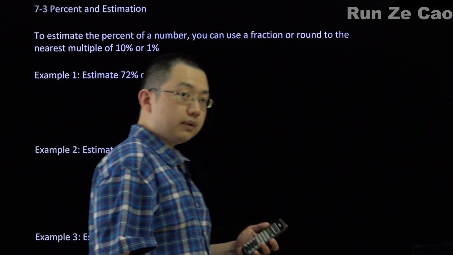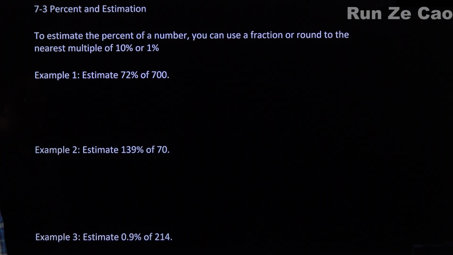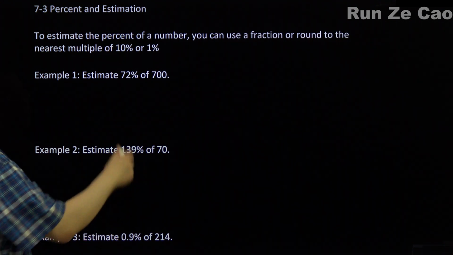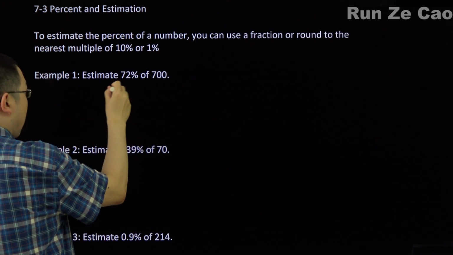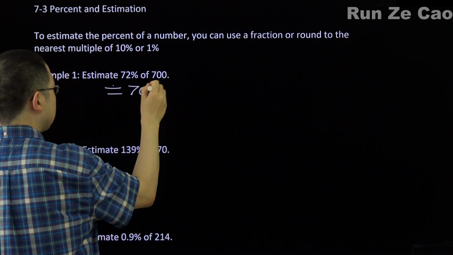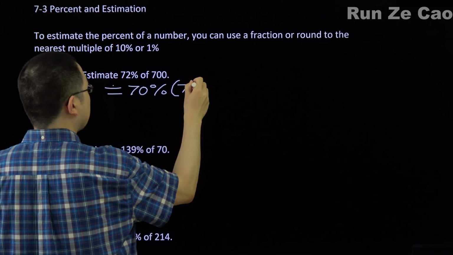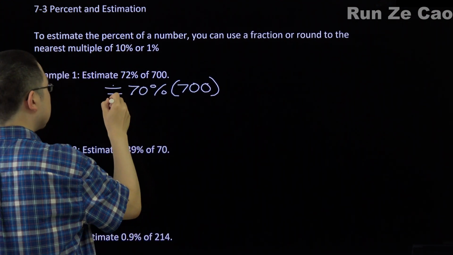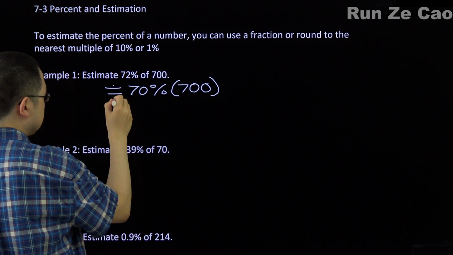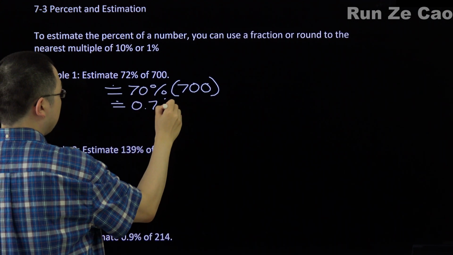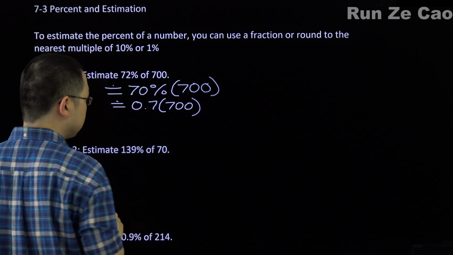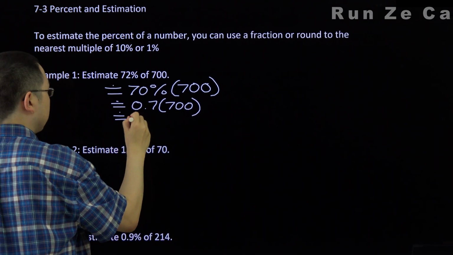Estimations and percents. To estimate the percent of a number, you can use a fraction or round to the nearest multiple of 10% or 1%. So let's estimate 72% of 700. This is approximately 70% times 700, so that is equal to 0.7 times 700. That's about 490.